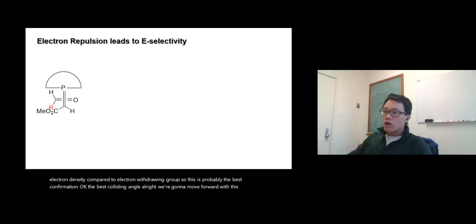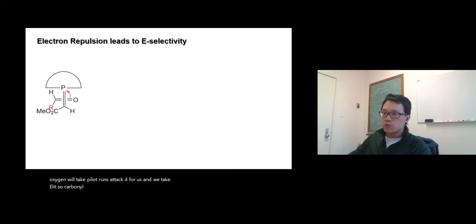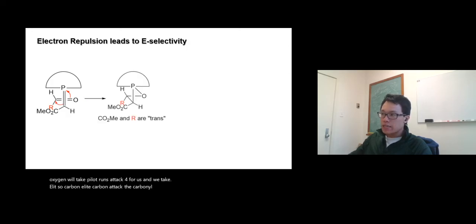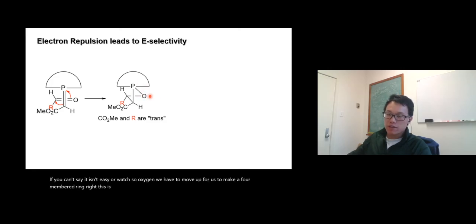Okay, so oxygen will take the pi electrons and attack phosphorus, and we take the ylide carbon and attack the carbonyl. Okay. All right, I'm not going to move anything yet, so I'm just going to put the line together. So we have from the oxygen, the phosphorus bond, the carbon bond right there. This is trans. This is the E isomer. If you can't see this is E, watch. So oxygen, we have to move up to phosphorus to make a four-membered ring, right? This is a weird four-membered ring. The four-membered ring is supposed to be kind of semi-flat. So oxygen has to move up to phosphorus.